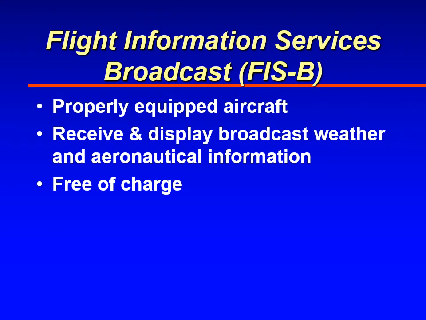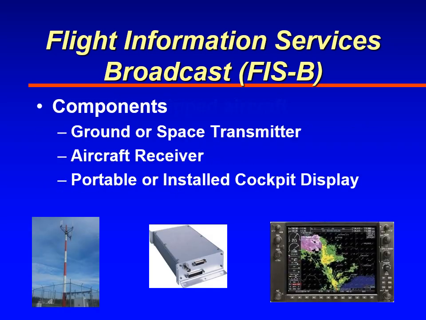To be able to get data link information, you have to have an aircraft that's equipped with a receiver. In other words, you have to have an antenna, some way of decoding the information, and then also displaying that information. This information is both weather information and also aeronautical information. If you're getting this information from ground transmitters provided by the FAA, this information is free of charge. FISB is free. So, as I mentioned, typically you have to have a transmitter to provide this information, a receiver in the aircraft, and then some way of displaying that information.